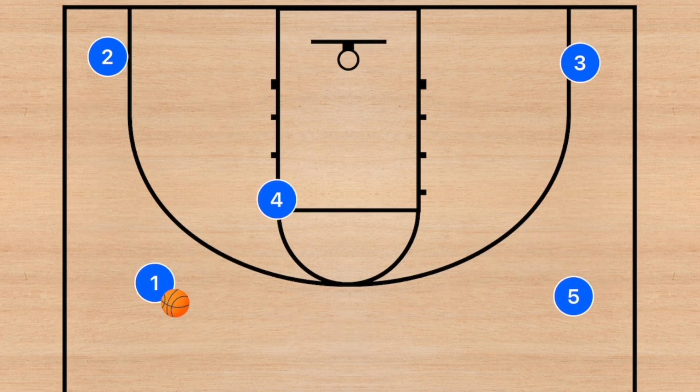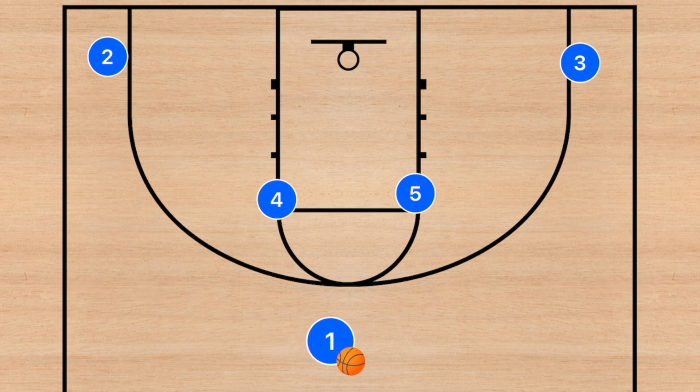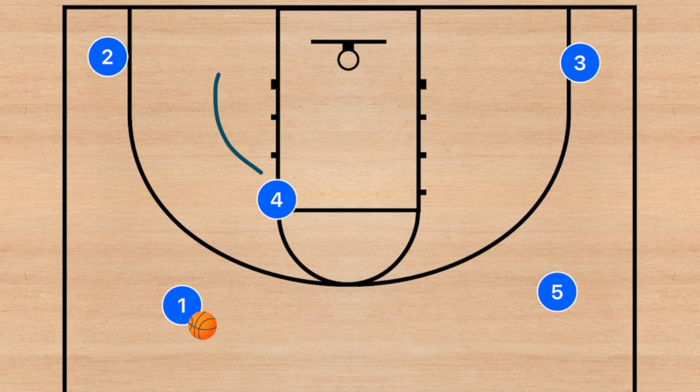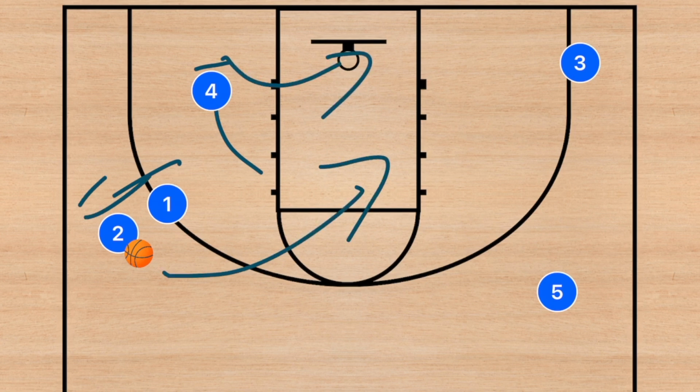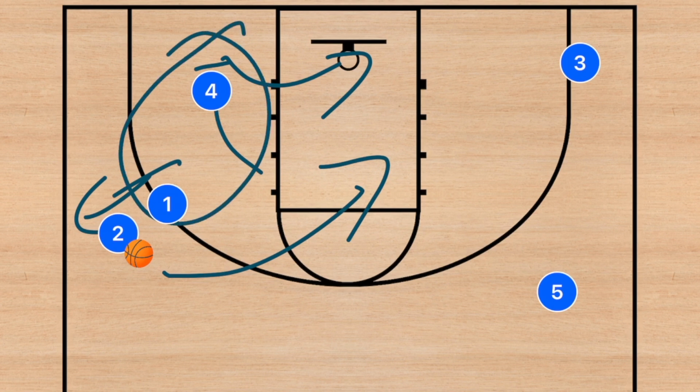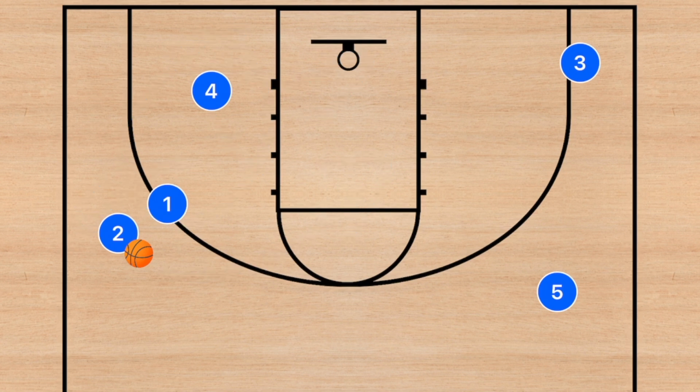Now, if you run something like a Princeton set or even horns, you can run this play as well. So, for example, in Princeton, you could have, in this case, player 4 set the pin down, player 2 and 1 come together for that dribble handoff. Player 2 then attacks. This could be a roll, this could be a pop. You can set up different actions for these two players, but that's the general idea. And with this specific play, what you are again trying to do is just start that offense in a different set. That's essentially all it is.